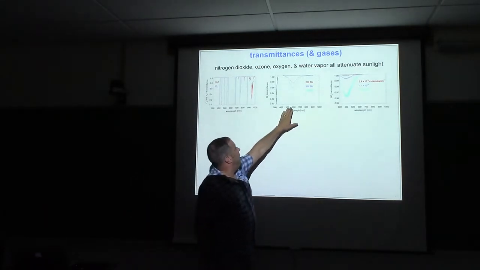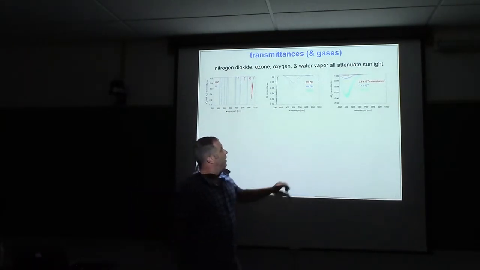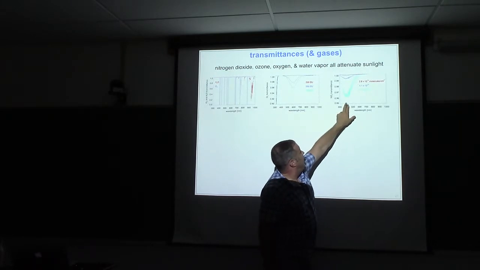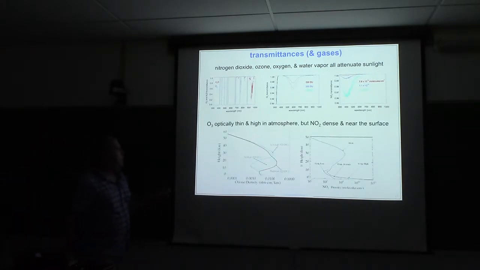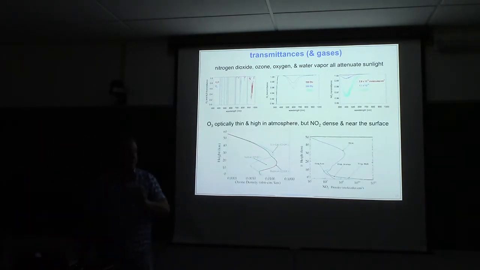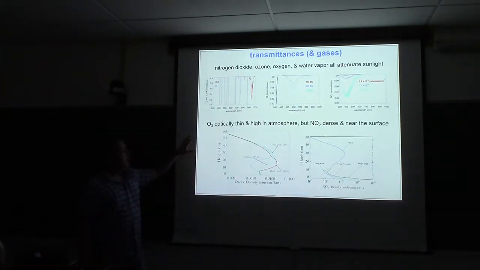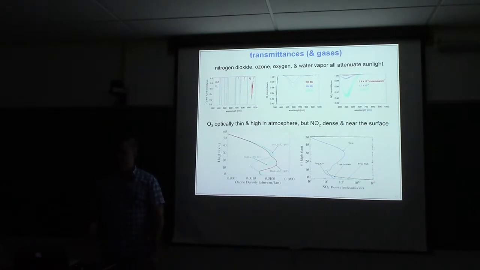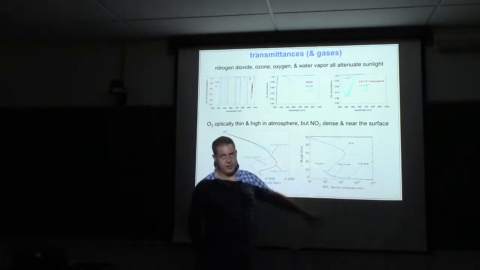But when you start looking at ozone, it's dead center in the middle of our green bands. So we have to account for this. Notice also that NO2 has an influence in our blue bands. And they behave differently. This is ozone density, this is NO2 density. They are not homogeneous throughout the atmosphere. So you have ozone being very optically thin and fairly high in the atmosphere, but NO2 dense and near the surface.